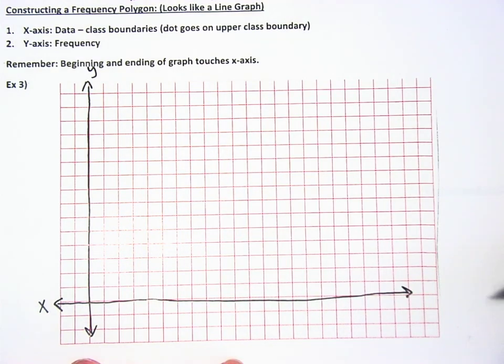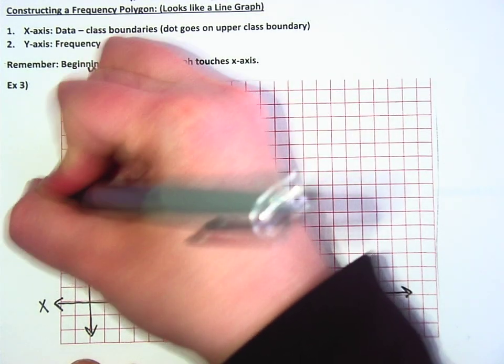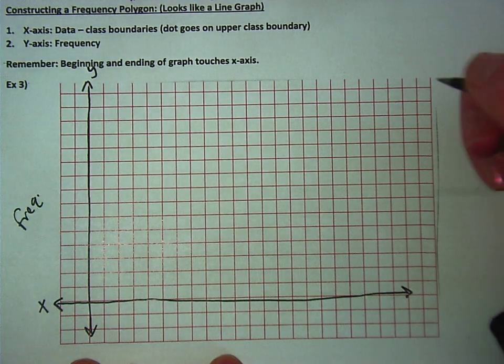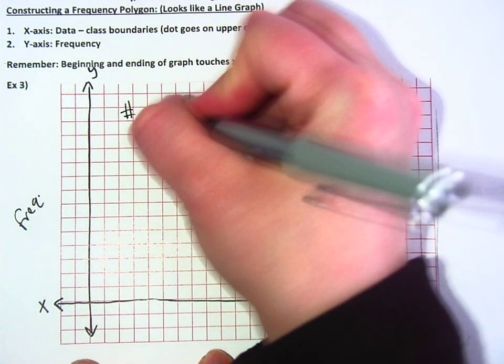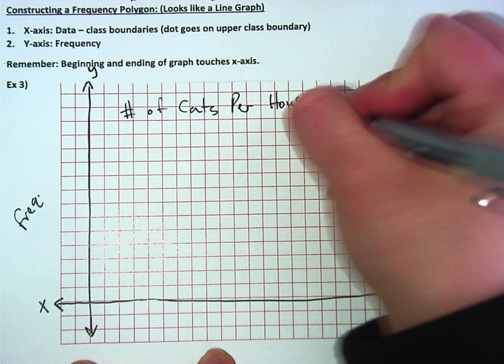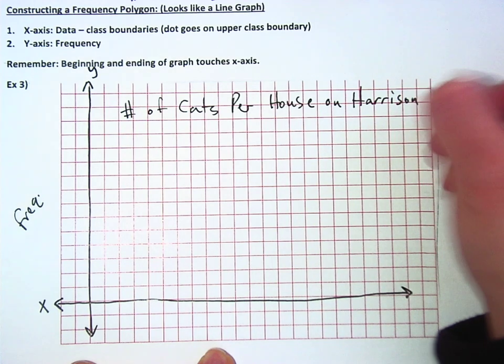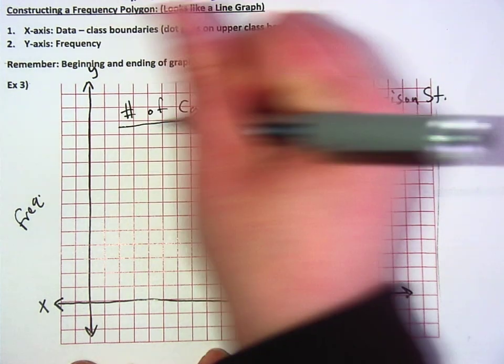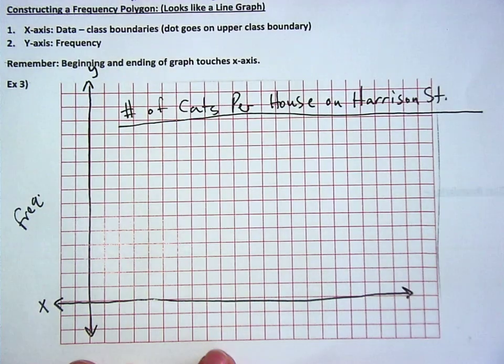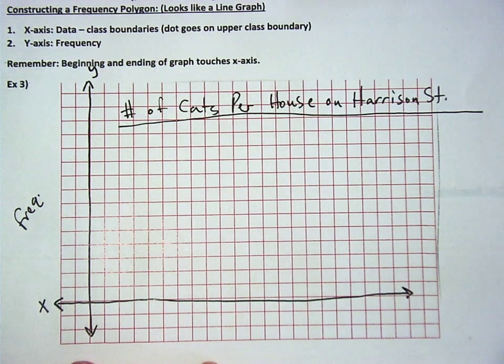Polygon, because it is an enclosed shape. On the side, again, we have frequency. This is, again, the number of cats per house on Harrison Street. Now, when you're making a histogram, there's actually two different ways that you can mark your stuff, but this isn't a histogram, this is a polygon, so I'll wait for the next one.